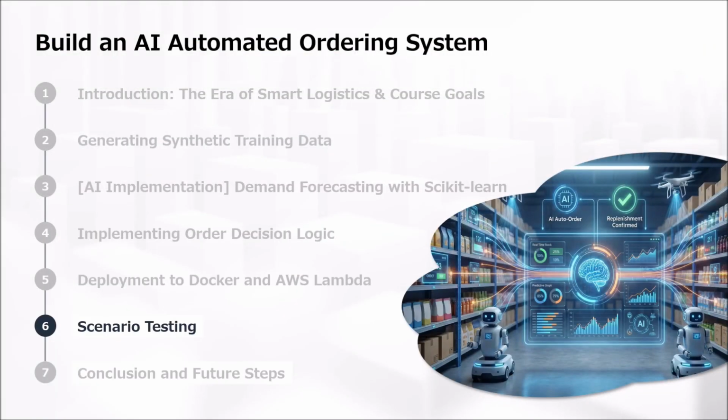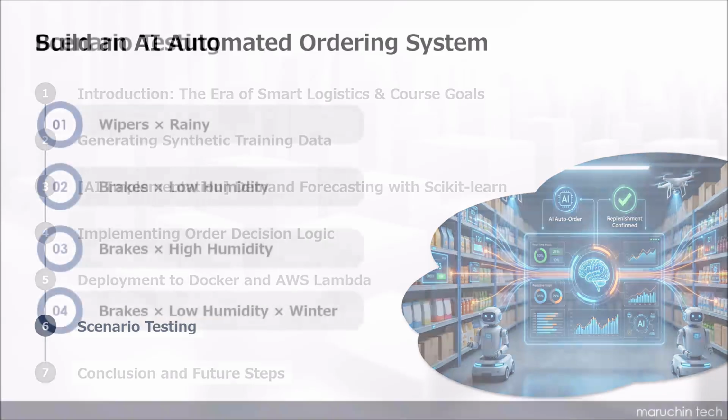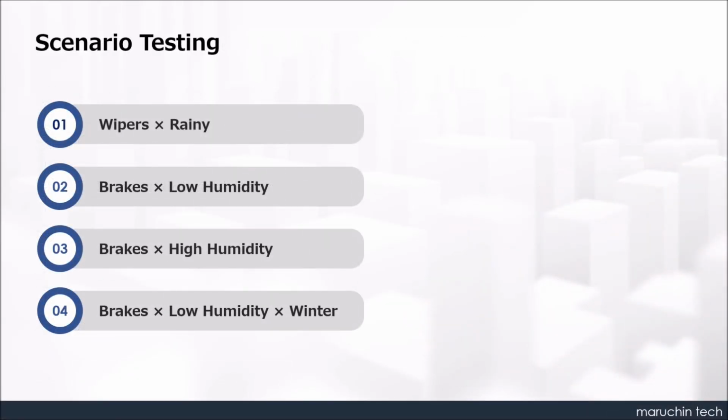Next, we move on to section 6, scenario testing. Since we successfully deployed our function to Lambda in the previous section, we will now conduct actual tests to ensure everything works. For this testing phase, we have prepared 4 different scenarios. These scenarios follow the same logic we discussed in section 4 regarding order decision logic.